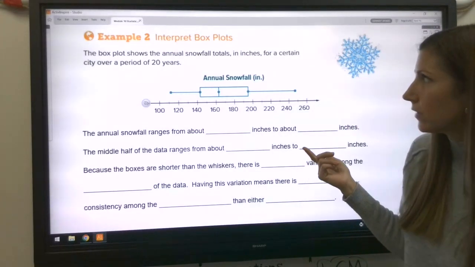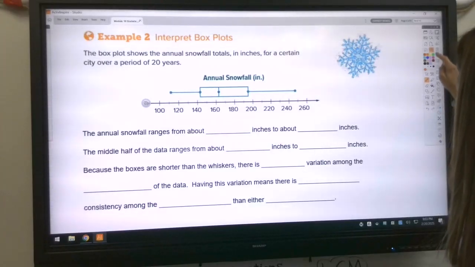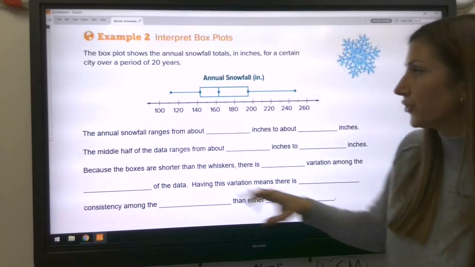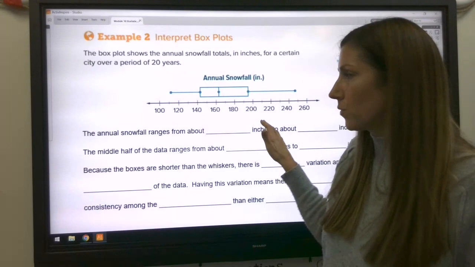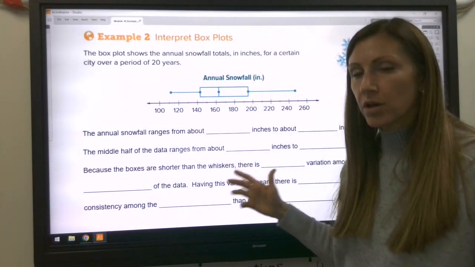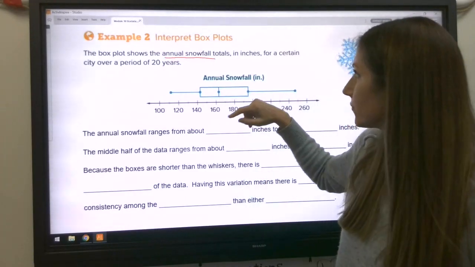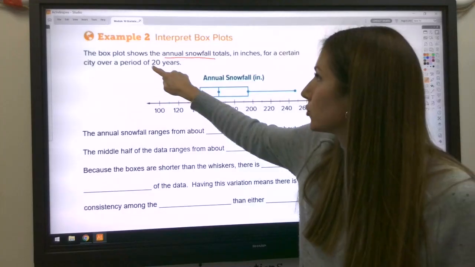So let's check this one out. And on example 2, already made for us, you are going to fill in these blanks based on what we see, okay? Remember, this is not all of the data. This is the annual snowfall totals for some city over 20 years.